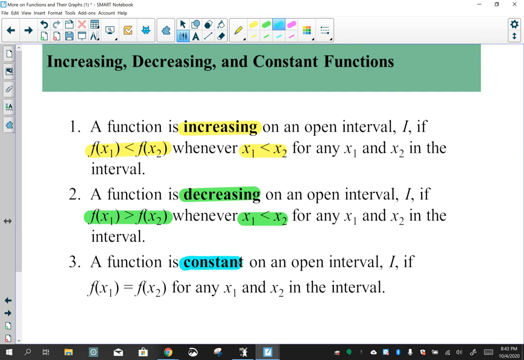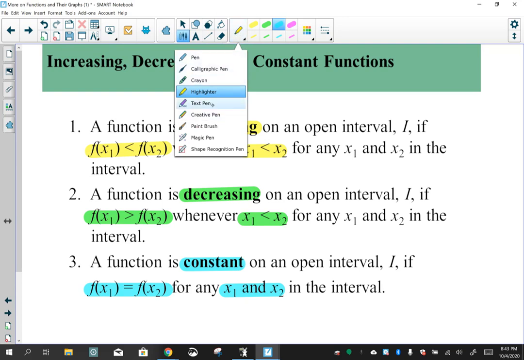You are constant, again, when you read from left to right, for any x value on that interval, if all your y values are exactly the same, then you have a constant, which means you have a horizontal line. So constant basically means you have a horizontal line. Increasing means you have a positive slope, and decreasing means you have a negative slope. So that's how you're going to determine exactly what you need to be focusing on when you do these.